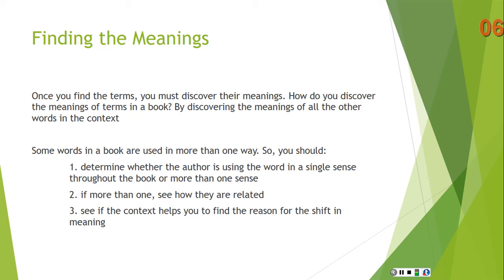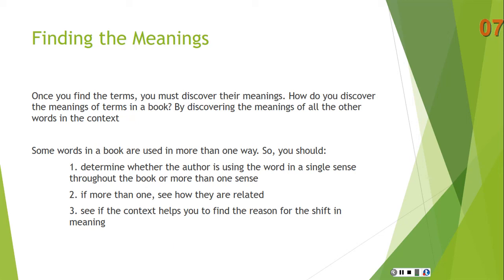So you're observing how it's used and you're interpreting the way it's used by the author. Okay, some words in a book are used in more than one way, which is tricky, right? So you might have a technical term that's used in a different way in different places in the book. So you should, one, determine for any given technical term whether the author is using that term or word in a single sense throughout the book or more than one sense.